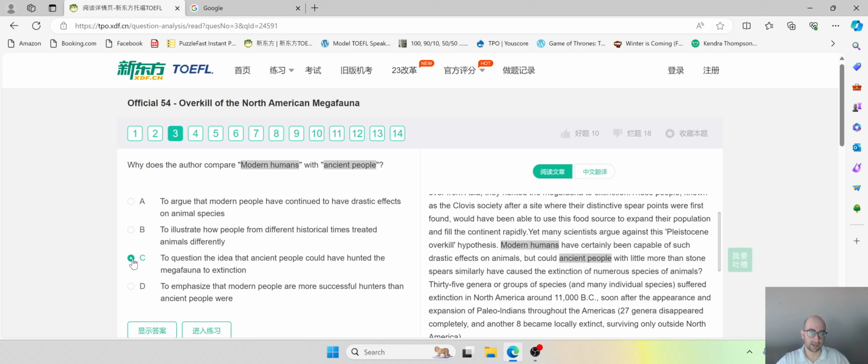Now, if you're not sure, you want to really double check and make sure all the wrong choices are eliminated. You could check choice D. It's not a bad idea. Some of them can be really close sometimes. So to emphasize, to stress that modern people, no, already I know something's wrong with it, because there was a question here. It's not really stressing anything. That's one red flag. Also, the emphasis is on modern people, but it should be on ancient people. Are more successful than ancient people were. No. So choice D is wrong. It's C, and now you would move on to the next one.